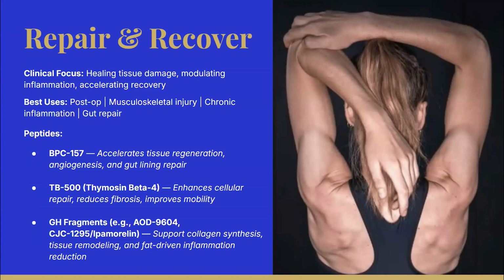Another thing for repair and recovery, and we're going to talk about growth hormone in two different categories, but one of the nice things is we can look at growth hormone fragments. So AOD 9604, that's going to support more collagen synthesis, tissue remodeling. CJC 1295, ipamorelin, that's going to really impact IGF-1 levels. That's going to be more anabolic. We're going to get more muscle stimulation with that. So that's used a little differently.